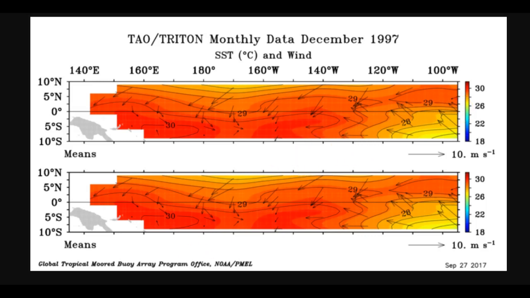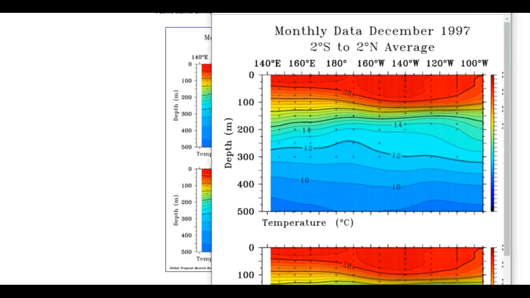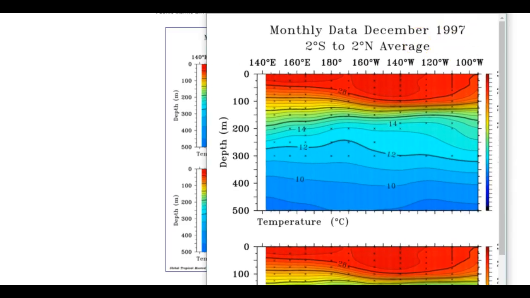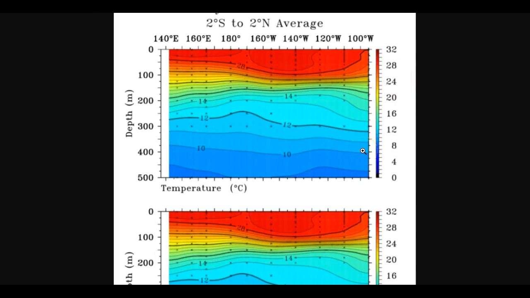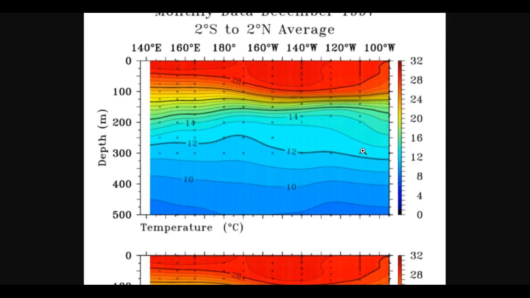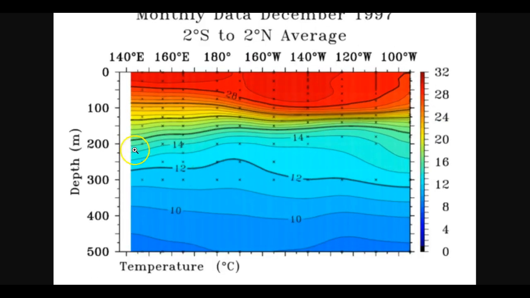So now we're going to go to the depth chart. So now looking at my depth chart for December 1997, again, we're kind of looking at a side view of the ocean here. Let's see how deep 14 degrees goes. So I'm looking here, following that 14-degree line. It ends right about here, so that's 100, that's 200, 225, that's 250. So I would call that 250 meters. So no, it's not above 200 meters.